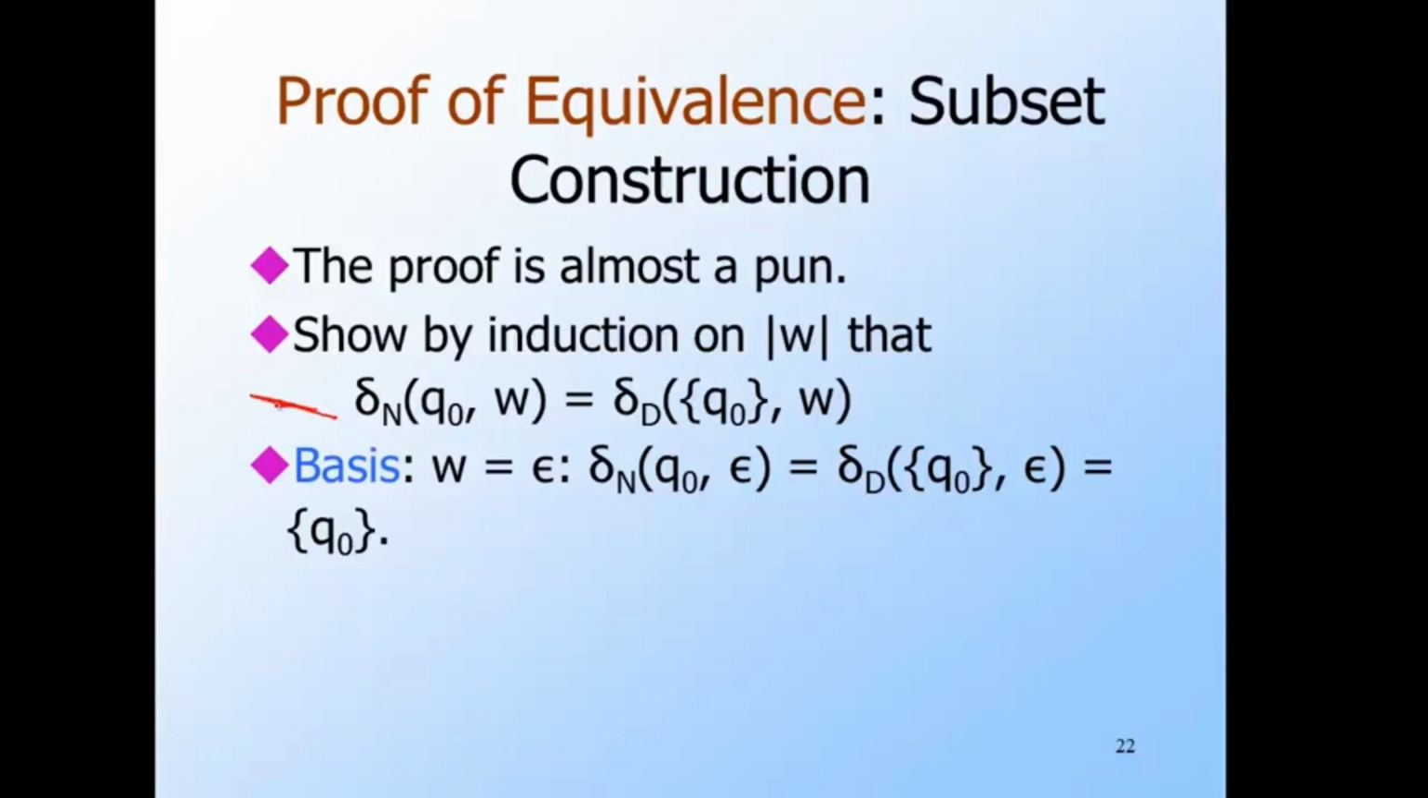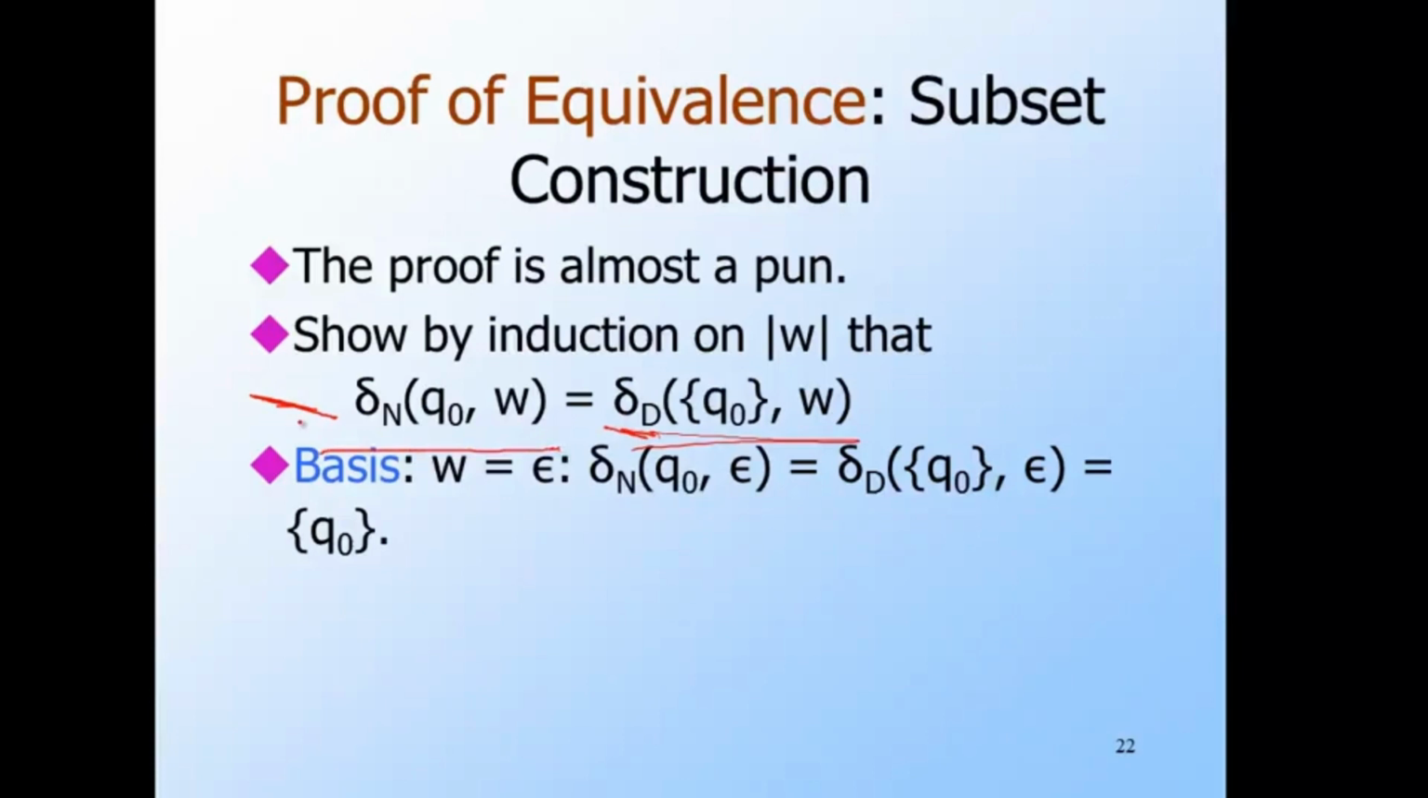Now, notice that delta N is a set of NFA states. Delta D, on the other hand, is a single state, but its name is a set of NFA states. So it is quite reasonable, at least it's an interesting pun, to argue that this as a single state is the same as that as a set of states.